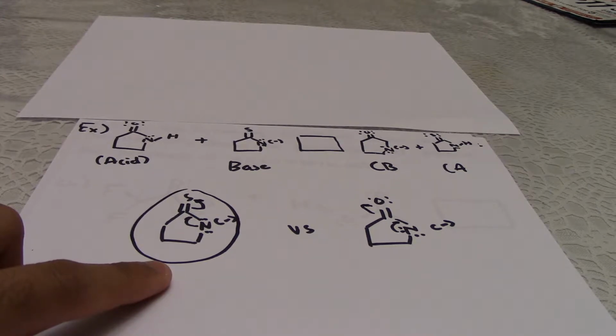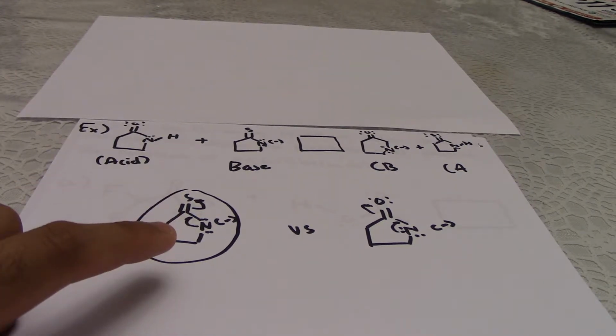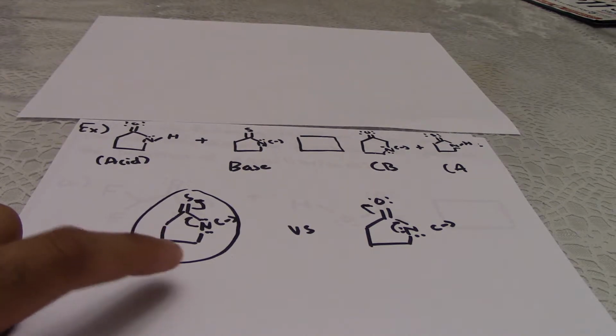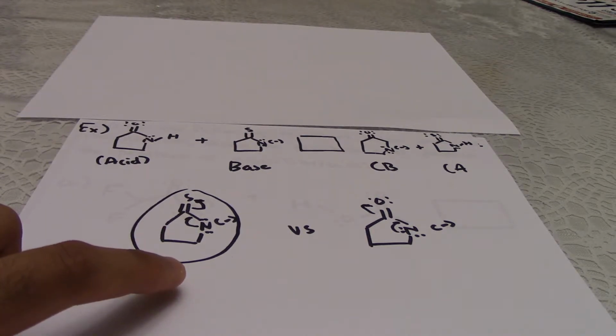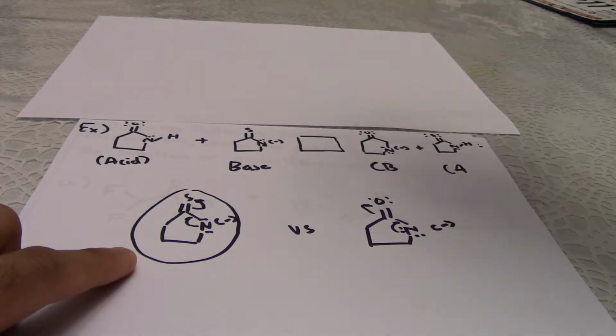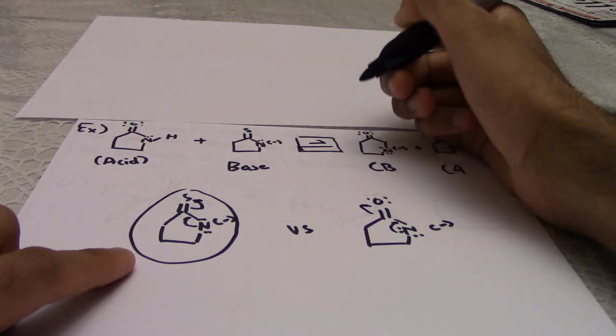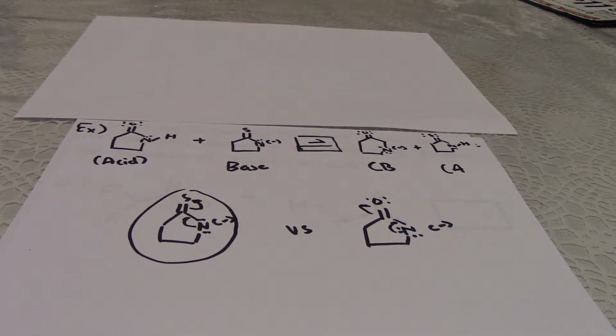And since this is the more stable base, what that tells us about equilibrium is that equilibrium always favors the production of the more stable base. So in this case, our equilibrium will favor the left hand side. So therefore, if I wanted to draw my curved arrows, I would draw this like this, and this shorter to indicate that. And that's basically how you do it.